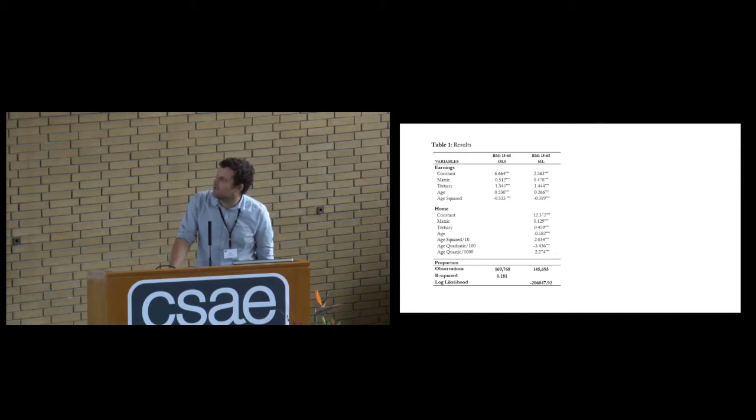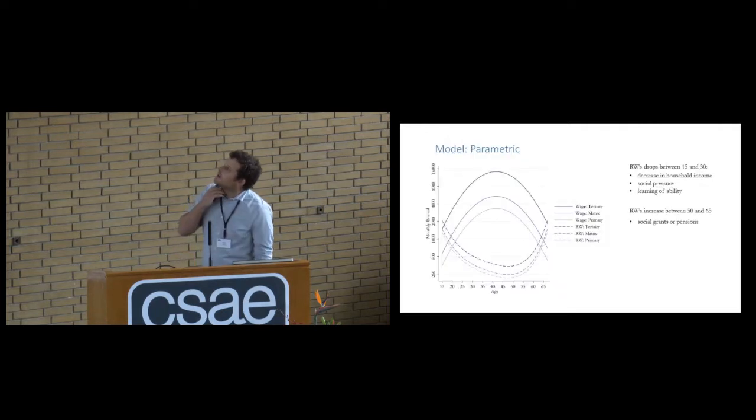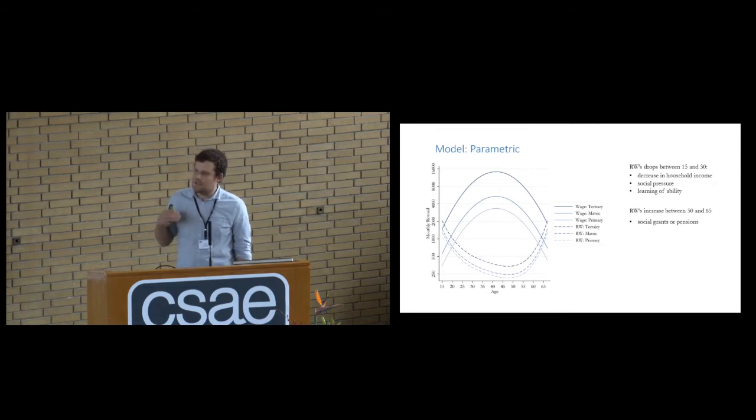It's easier to draw them than interpret them because there are a lot of coefficients. Interestingly, with the reservation wage, we see a drop from age 15 to 30. I think this is consistent with what we could expect if we think people might be learning about their ability as they try to enter the labor market. Initially, you think you're very capable, and as you try to get job interviews and people decline you, you become more unbiased about your actual ability.